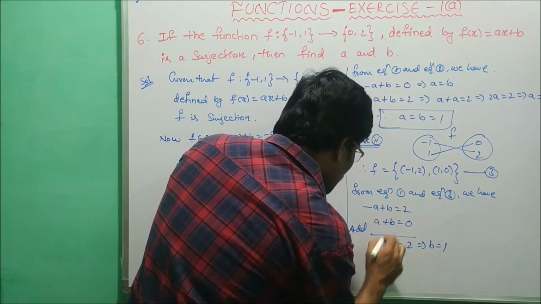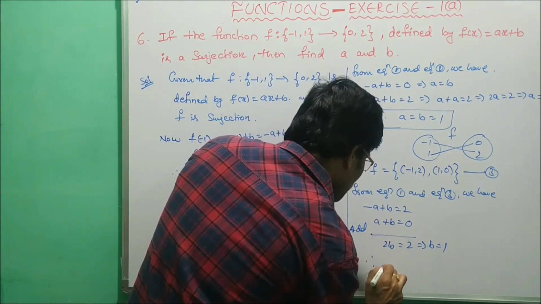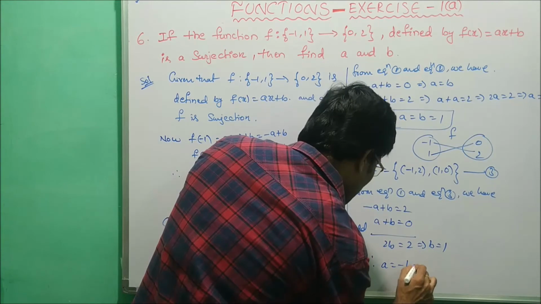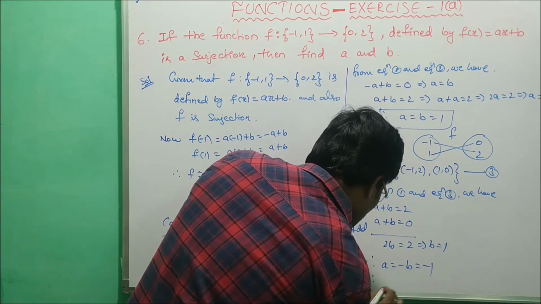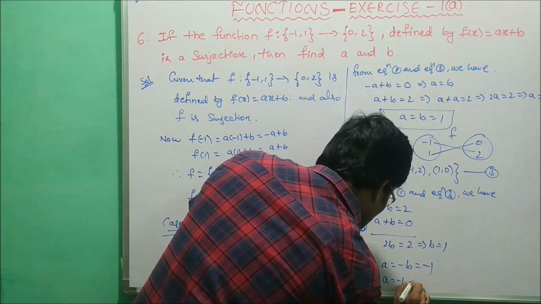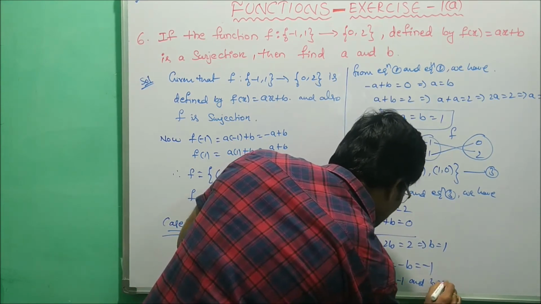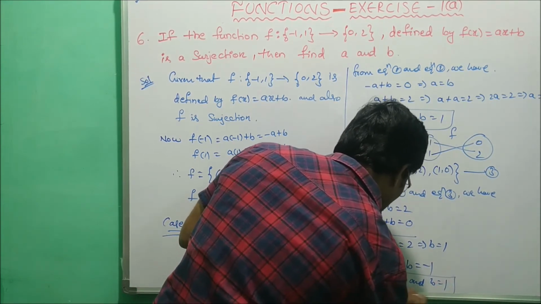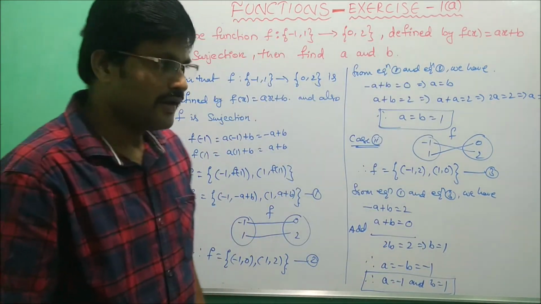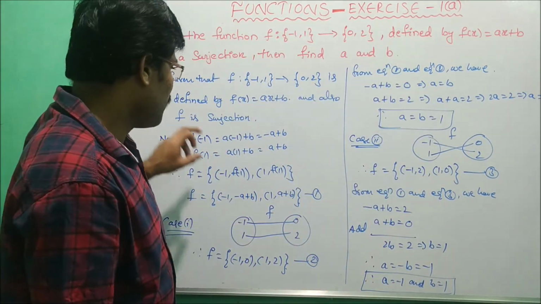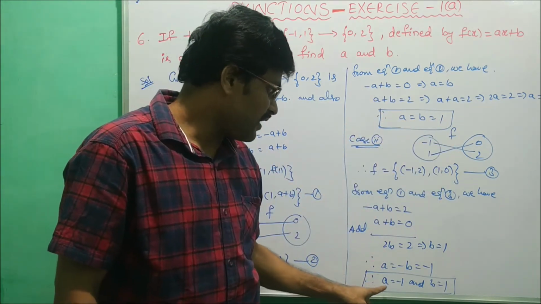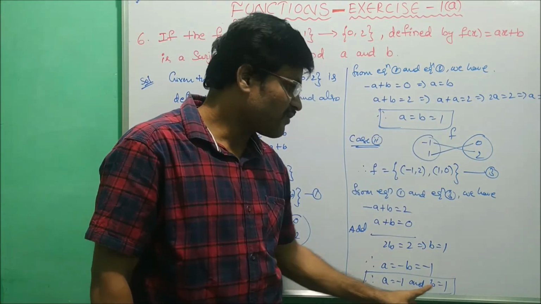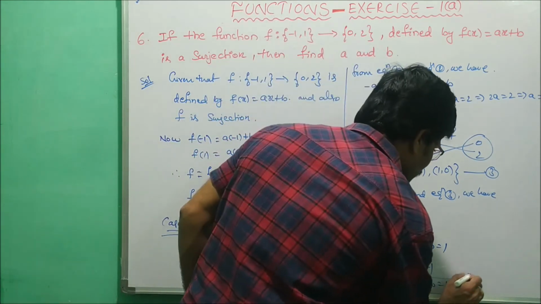Therefore, in this a equals minus b. That means minus 1. Therefore, a equals minus 1 and b equals 1. These are the values of a and b in case 2. So in case 1 the values of a and b are 1. In case 2 the values are a equals minus 1 and b equals 1. This is the solution for this question.